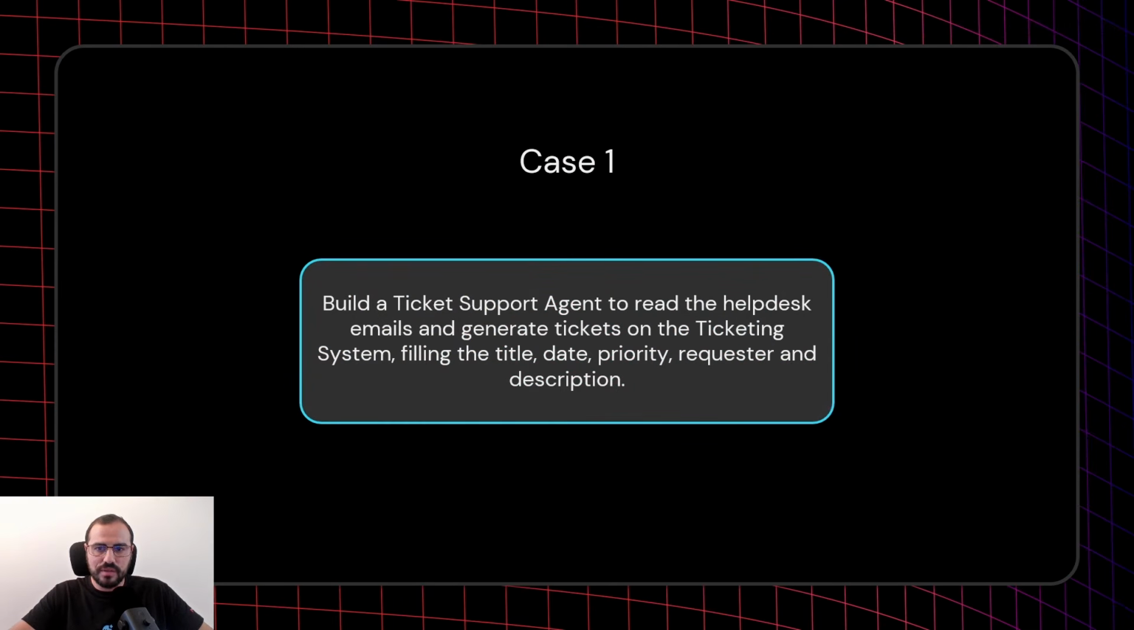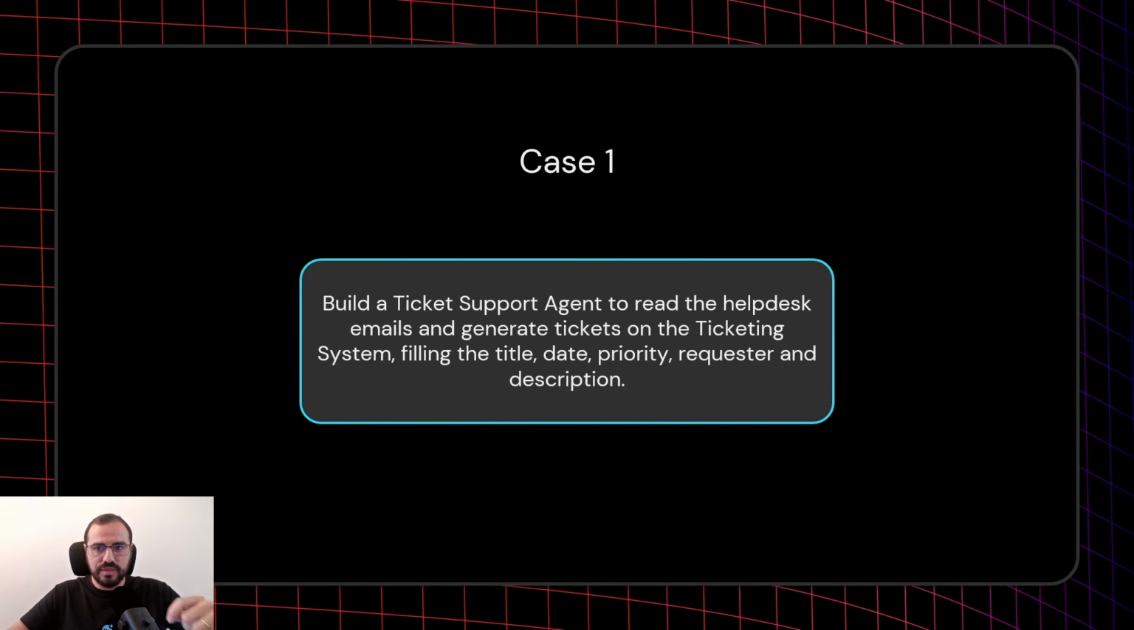So let's check the first case. I want to build a ticket support agent that reads help desk emails, and based on those emails, it can create the tickets on the ticketing system so that it can fill the title, the date, the priority, who asked for help, and the description. So we have an agent that reads an email, digests that information, and then using somehow a tool or a logic, it creates a ticket with a defined structure.